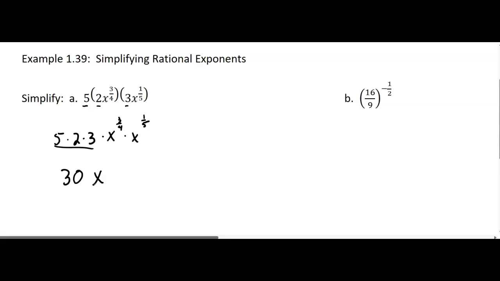I have to add the exponents with multiplication. So I'd really like a common denominator here. I'll need 20, so multiply by 5 here, multiply by 4 here. So I'm getting what? 15 over 20 plus 4 over 20. Yeah, that's what I'm getting. Okay, so my final answer, I'm going to write 30x to the 19 over 20.